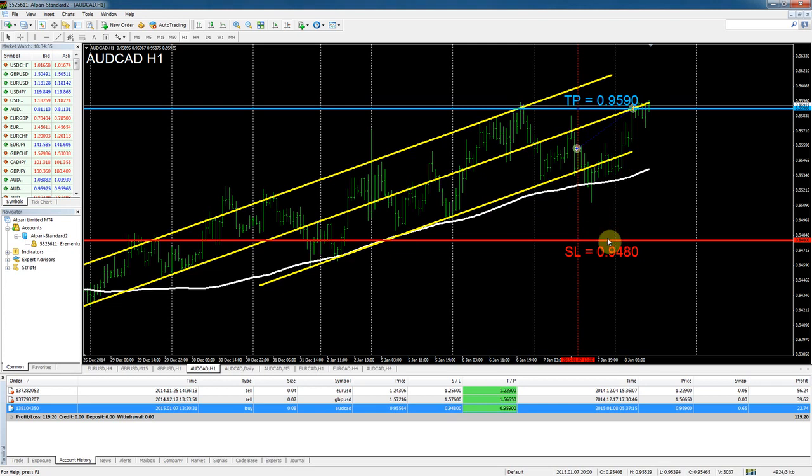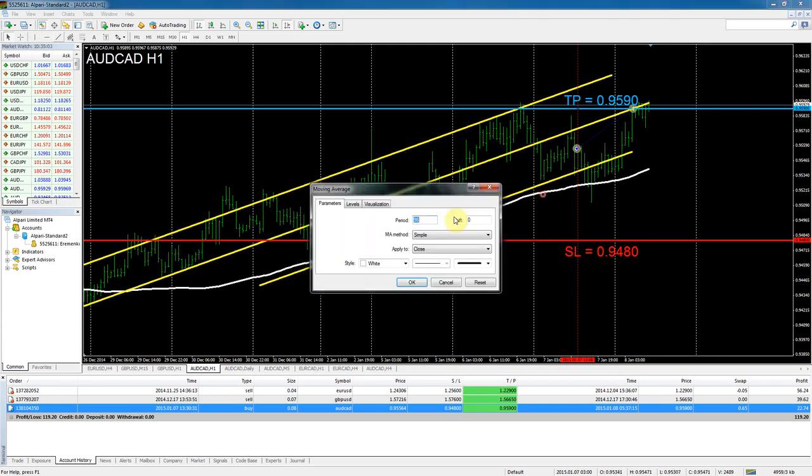Another interesting thing about the stop loss is, and this is something I didn't mention yesterday, but it's good to analyze it today. As you can see, the stop loss was also protected by the moving average. So not only the channel border and the 0.95 psychological resistance level were protecting the stop loss, but also the moving average was.